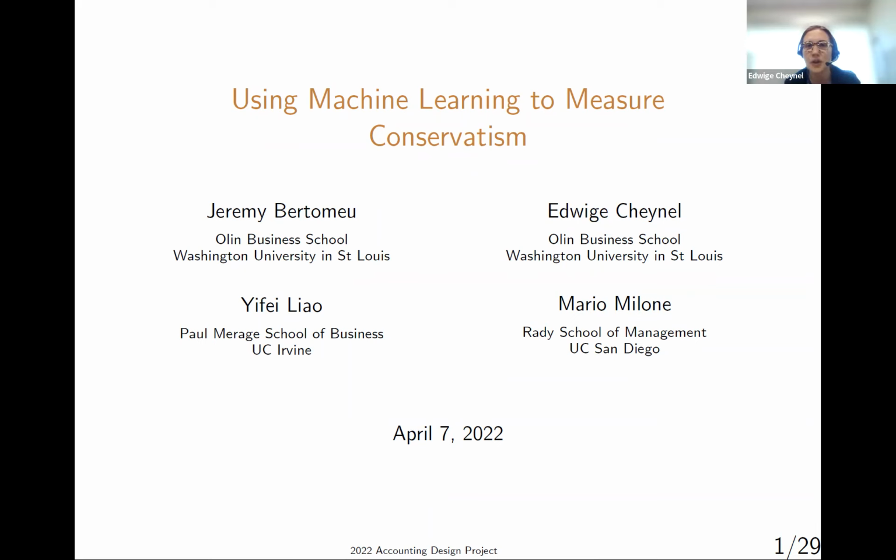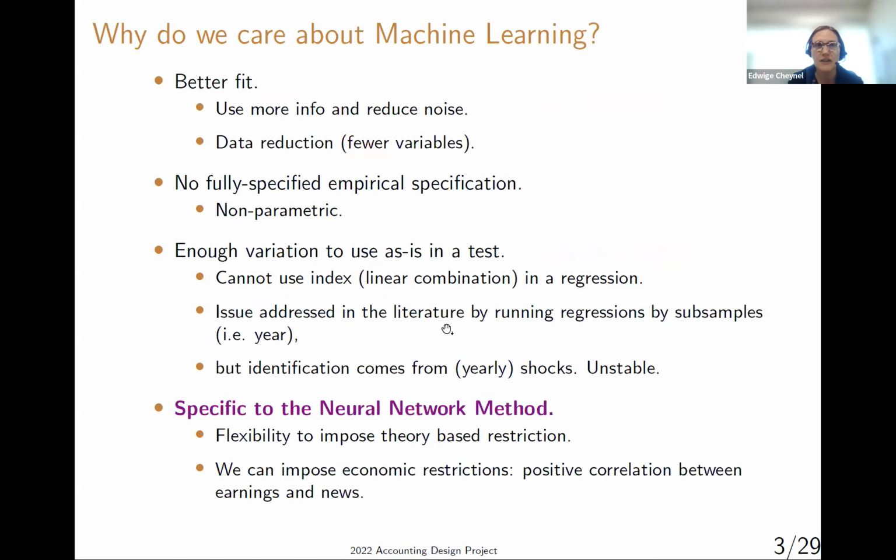It's co-authored with Jeremy, Yifei, and Mario. Mario is here today and is really our machine learning expert. So I will defer all the very technical questions, if we have a couple of them, to Mario, if time comes for those technical questions. In any case, this project is using machine learning to improve an accounting research measure. This conservatism measure is about differential timeliness.